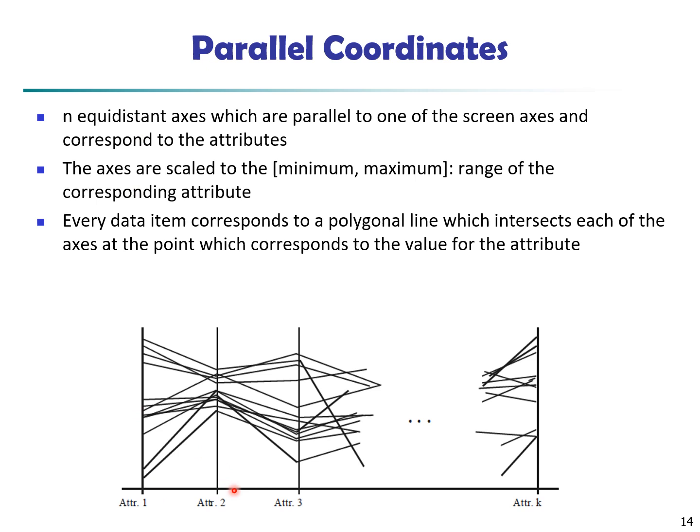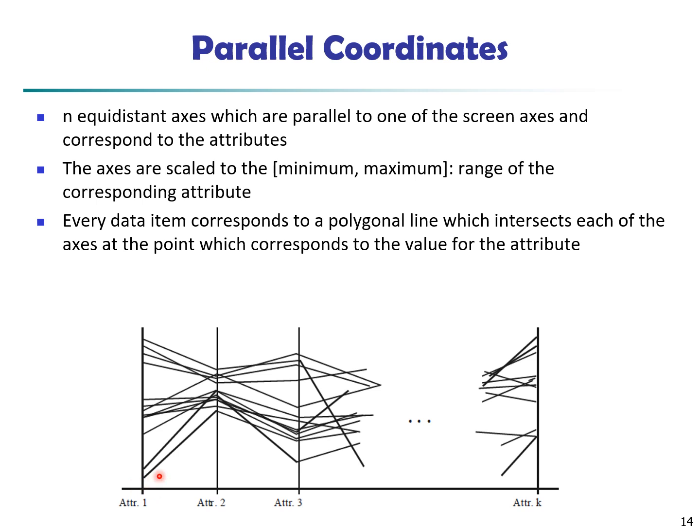And these attributes, or these coordinates, are parallel and equidistant, which means that they are equal in distance. So if there is another coordinate here, it should be around here exactly. Now, the axes are scaled to the minimum and maximum range of the corresponding attributes. So here, the length of this line should scale to the minimum and maximum values of this attribute.